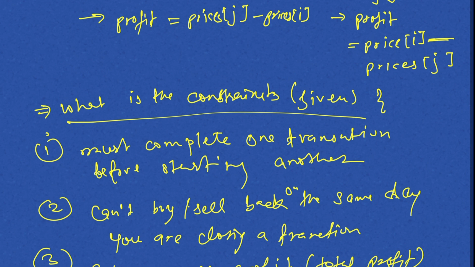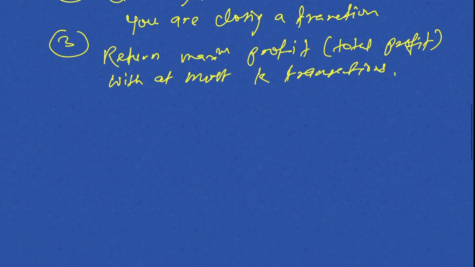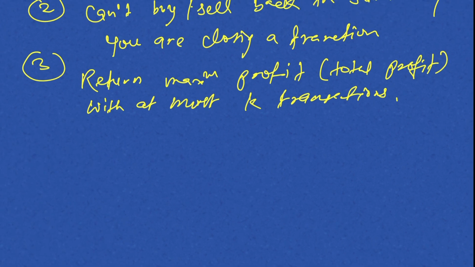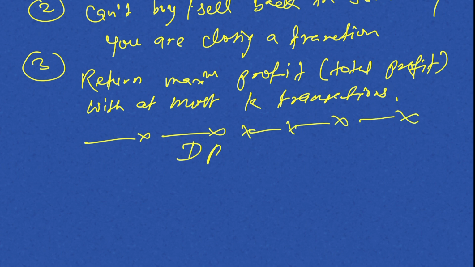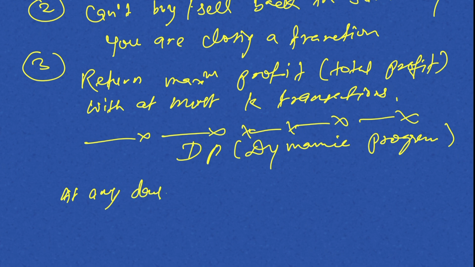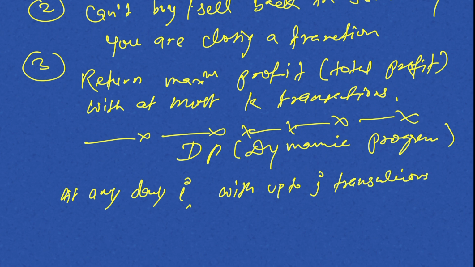Now we'll try to understand how we are going to solve this. You can do it in many ways, but one of the ways I'm going to tell you that we will use here is dynamic programming. At any day I, with up to J transactions used, you can be in three possible states.